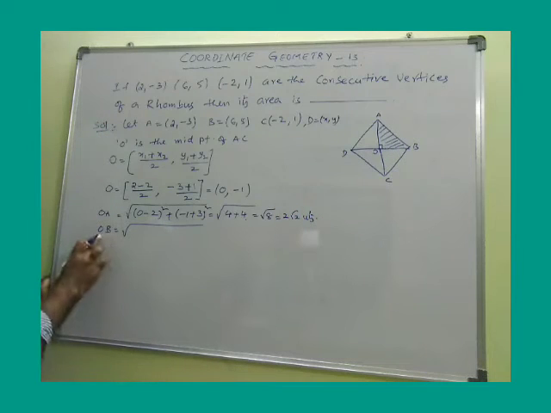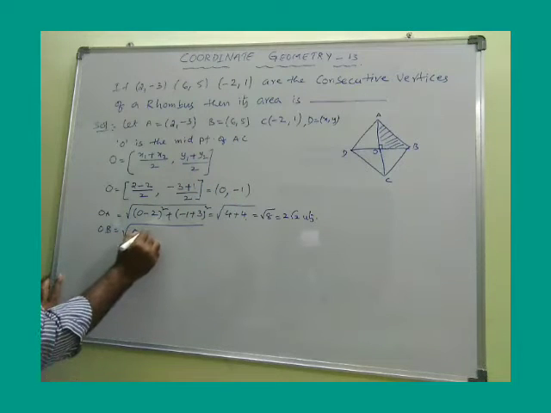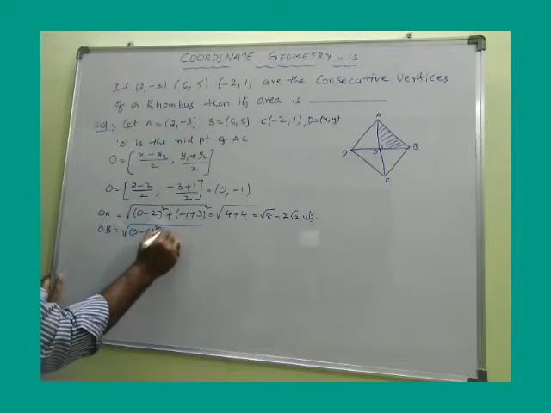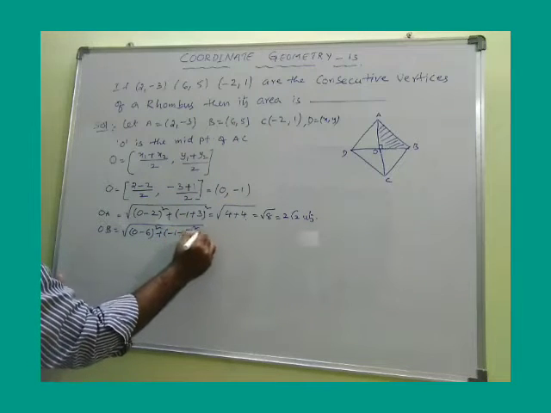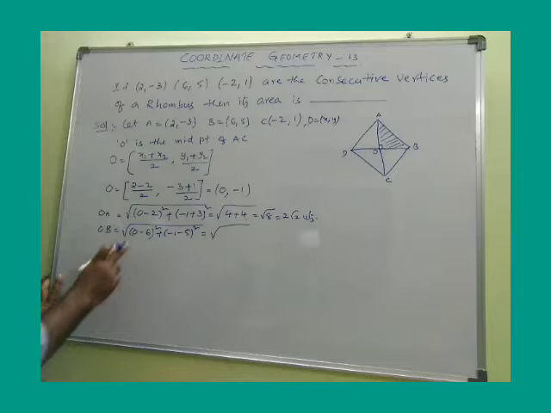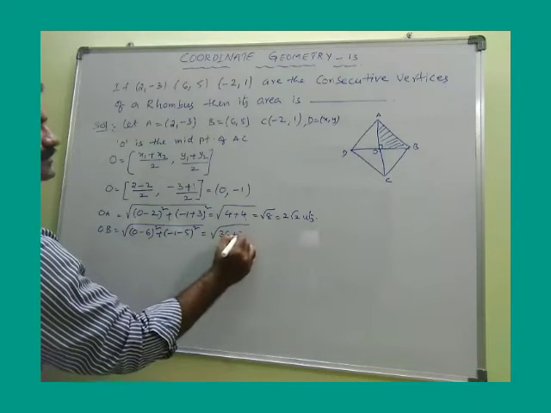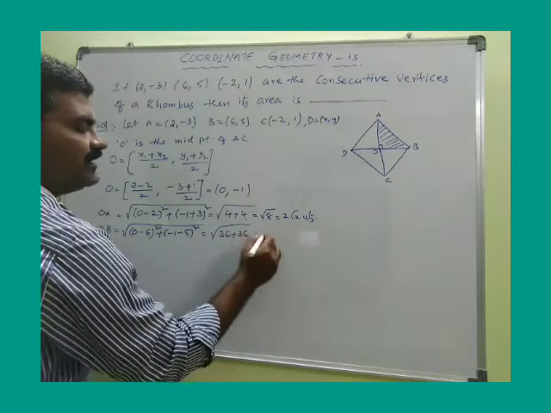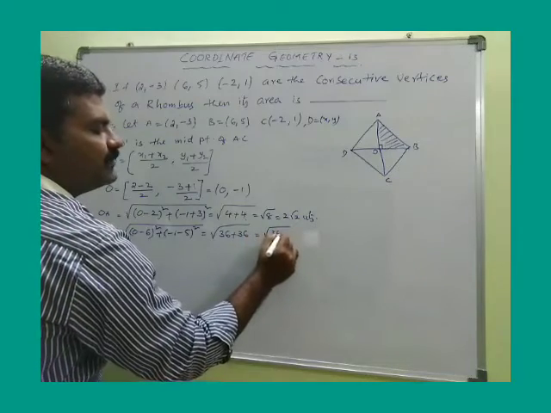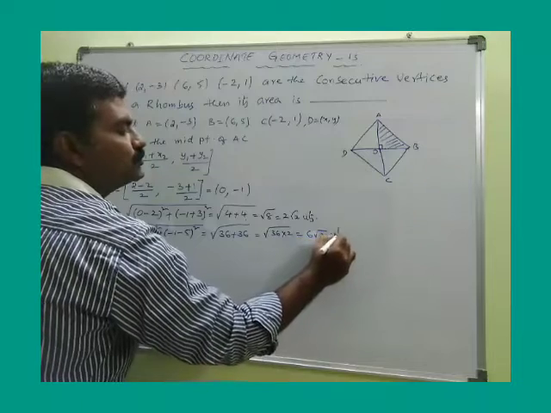In the same way, let us find the distance between O and B. 0 minus 6 whole square plus minus 1 minus 5 whole square. 6 whole square, which is 36. This is also 6 whole square, finally 36. So which is 72, isn't it? Let me write 36 into 2, which is equal to 6 root 2 units.